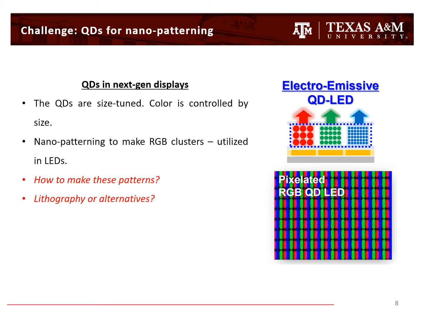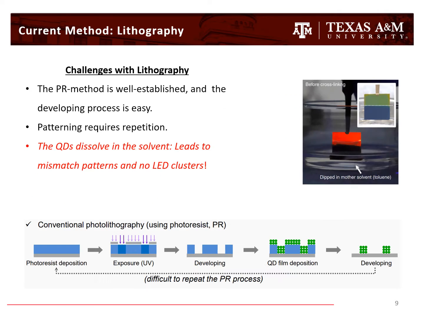Here is an example of how you can make these quantum dot LED TVs, and you can have these quantum dots arranged or patterned in a certain RGB way, which is an industry standard, which will comprise the display, and you can have a very fine screen. But how do you make these patterns, and what manufacturing processes can be used for these things?